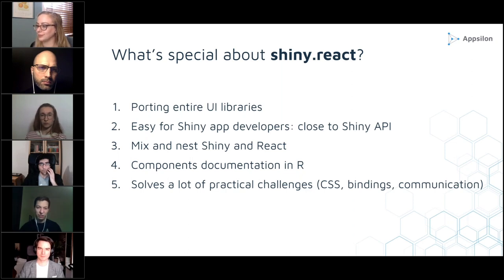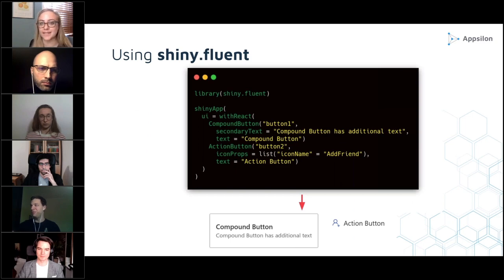So this is what made Shiny Fluent possible. And I'm excited to see what other libraries can be made available this way. But let's go back to Shiny Fluent. So this is a most basic app. And what's special here is you just use the library. So you load the package, Shiny Fluent, and then you just have to wrap your code with a React function call. And inside you can use all the components that are taken from Fluent. You can use all of their properties and so on. So basically this code gives you these two nice buttons.